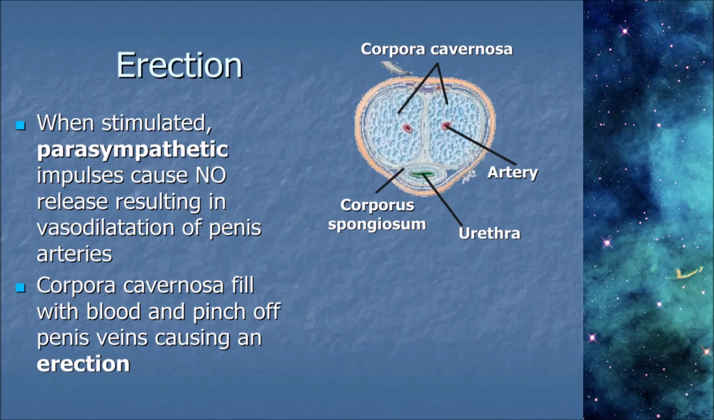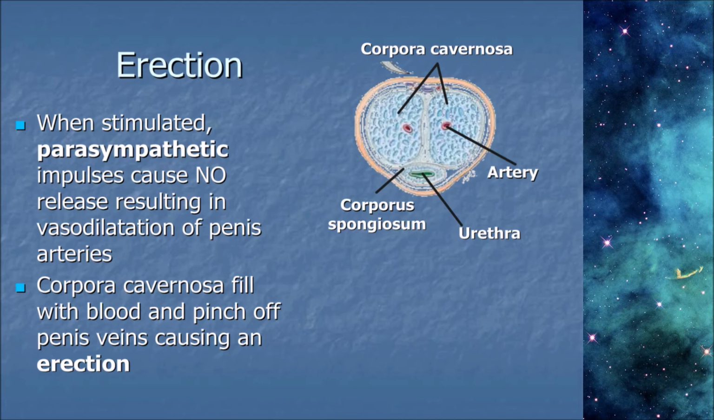Now, we said before that the primary function of the penis was to serve as an organ of intromission, that is, to enter the female reproductive tract, and in order to do that, it has to be erect. And so an erection occurs when a male is stimulated, and this stimulation results in parasympathetic nerve impulses, which result in nitric oxide secretion. And nitric oxide is a very potent vasodilator, which causes the arterioles that feed the erectile tissue to dilate.